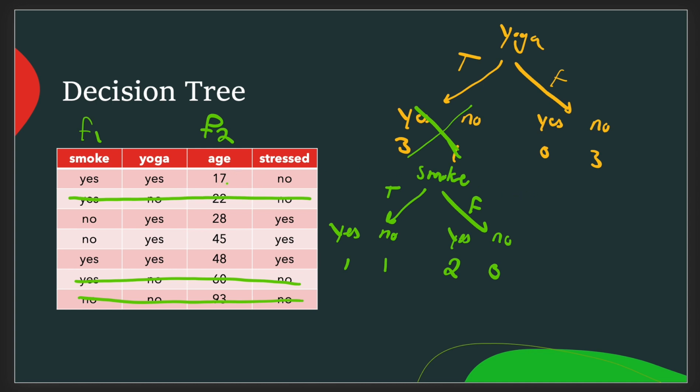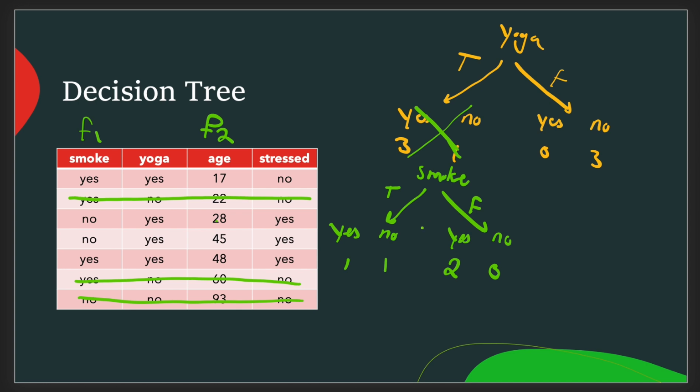Now you have to calculate the average for 17 and 28, because these are the 2 adjacent rows, and then 28 and 45, 45 and 48, right? And then you calculate the Gini impurities for all of them, and then compare with the Gini impurity that you calculate here.